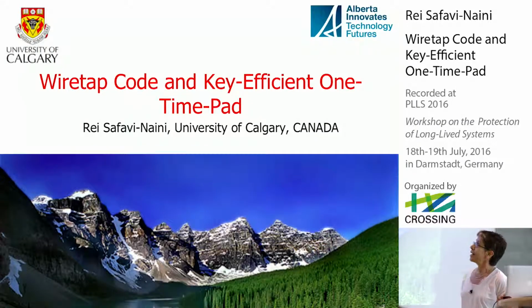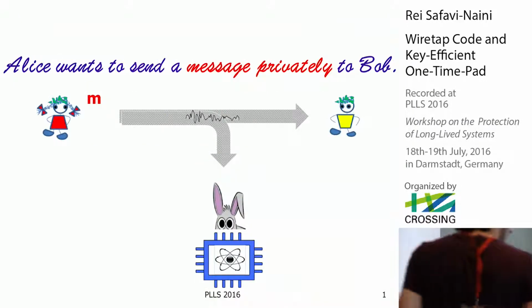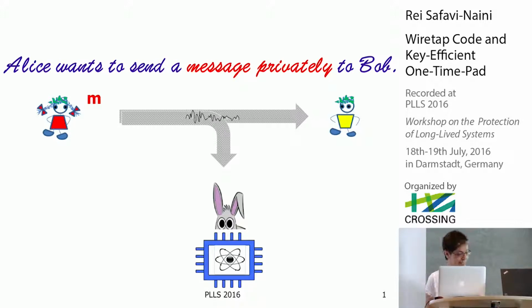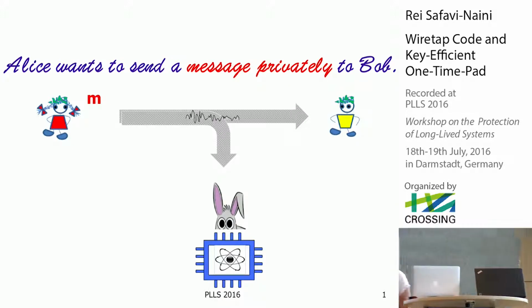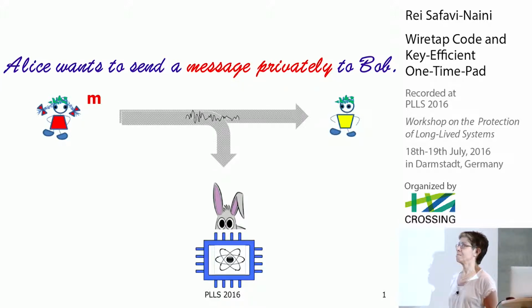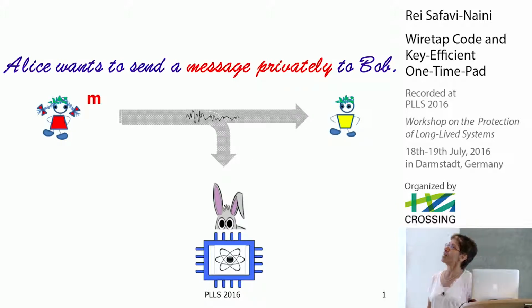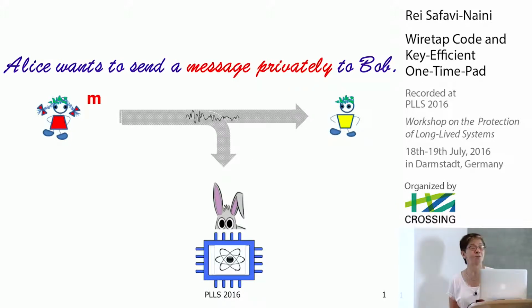Presentation. I'm going to talk about a very basic problem of Alice wanting to send a message to Bob. And the channel is a physical channel, so we expect it to be noisy. So there is noise in the channel, and there is an eavesdropper who is computationally powerful, maybe has a quantum computer or a powerful computer that can do a lot of computation. So the question is how Alice is going to send this message to Bob.